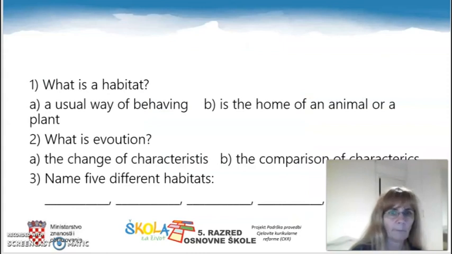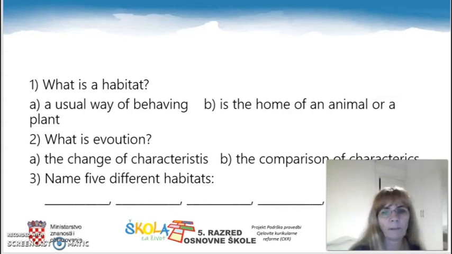So let's quickly revise what we have learned today. The first question is, what is a habitat? There are two possible answers. Is it a usual way of behaving, or is it the home of an animal or a plant? Okay. And what is evolution? Is it the change of characteristics of some animals and plants, or is it the comparison of characteristics?